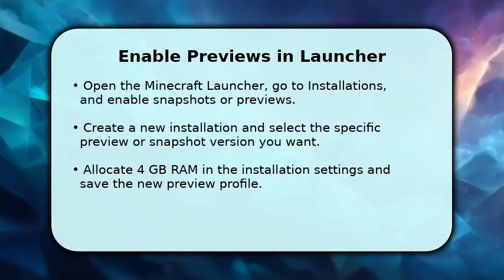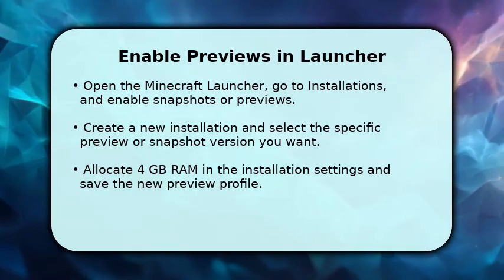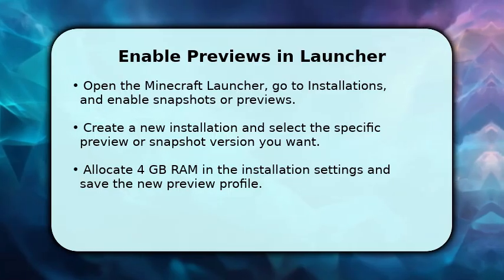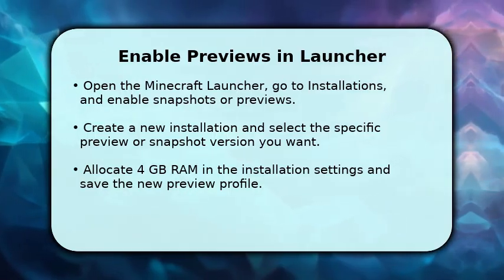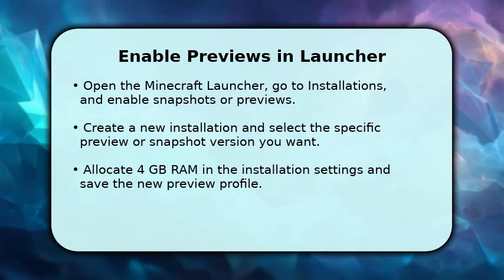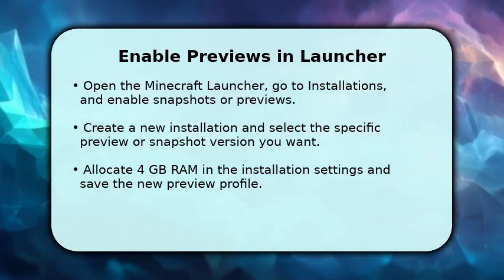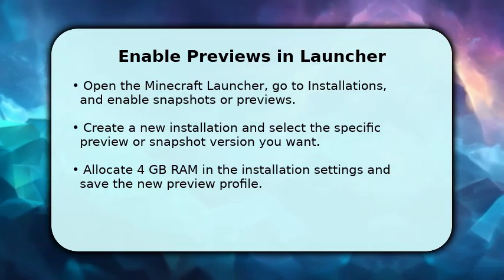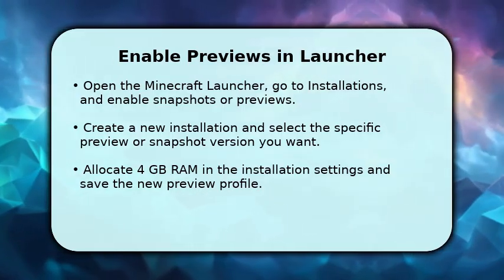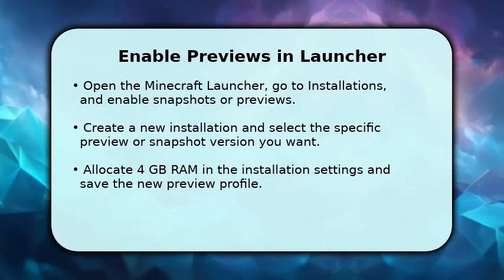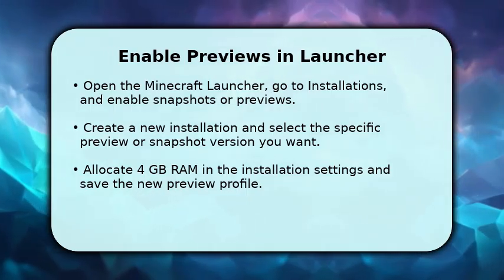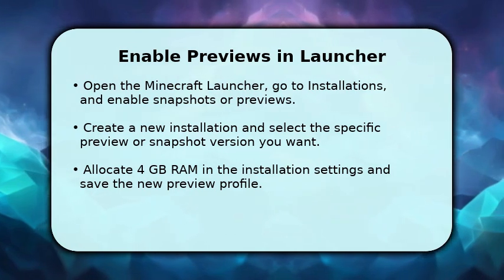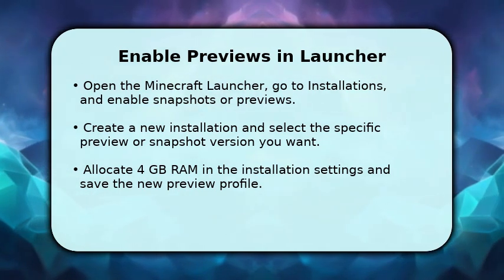Open the Minecraft launcher and sign into your Mojang or Microsoft account to begin. Navigate to the Installations tab and tick the box labeled Snapshots or Previews to permit experimental versions. Click New Installation to create a profile and pick the specific preview or snapshot version from the version list. In More Options, set JVM arguments to allocate 4 GB RAM and confirm the game directory if you prefer separate saves. Save the installation and return to play to launch the preview profile.